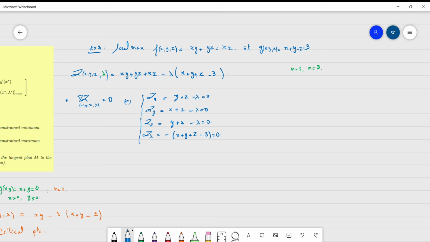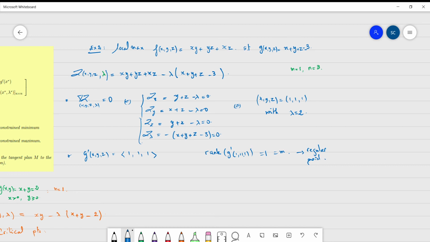Now, I'll leave it to you, it's easy to solve. Suppose that we showed that we have the point (x, y, z) equal (1, 1, 1) with lambda equal 2. And we want to classify our point. So here also regularity is easy. G prime at any point (x, y, z) is the vector (1, 1, 1), so the rank condition is satisfied. G prime at (1, 1, 1) has rank 1, which is m. So we have a regular point.